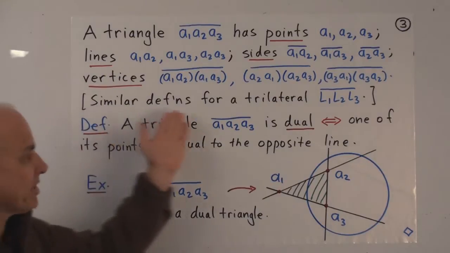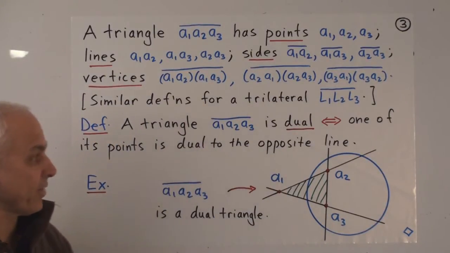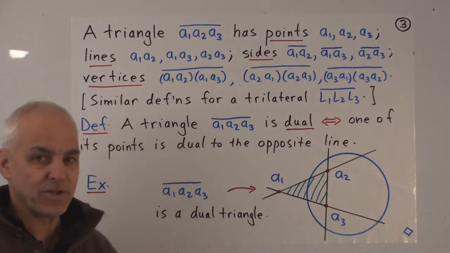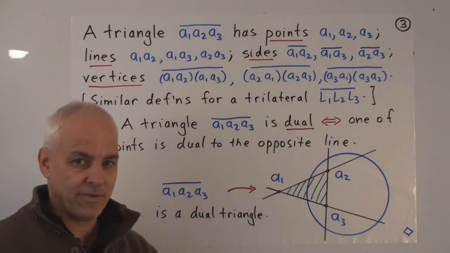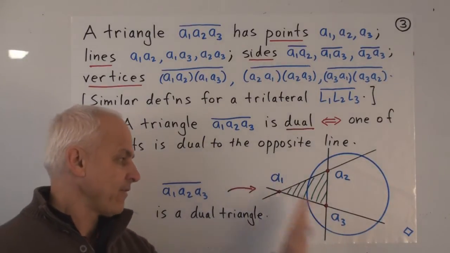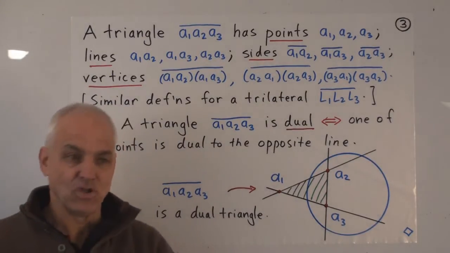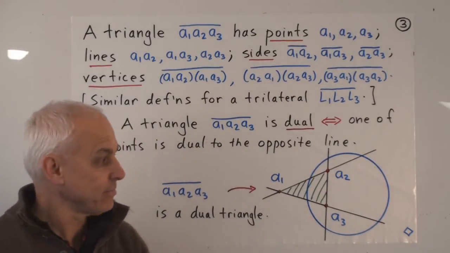Now we can make similar definitions for a trilateral. If we started off with 3 lines, perhaps these 3 lines, then we could also associate to it points, sides, and vertices. Okay, so I'll leave that to you to think about. We're mostly going to focus on triangles, and I don't always want to be saying the dual things of everything that I say, because then I'll be saying too much.